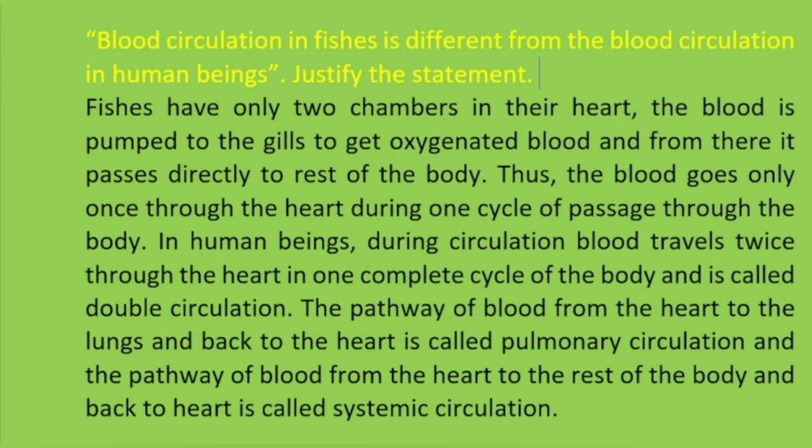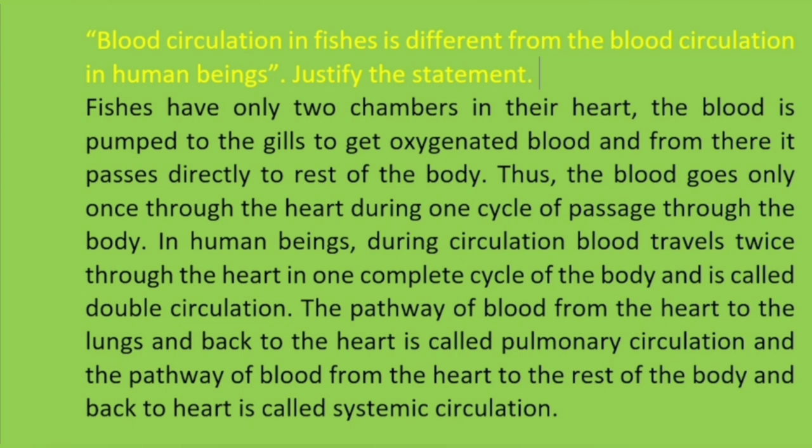Blood circulation in fishes is different from the blood circulation in human beings, justify the statement. Fishes have only two chambers in their heart. The blood is pumped to the gills to get oxygenated, and from there it passes directly to the rest of the body. Thus the blood goes only once through the heart during one cycle of passage through the body.